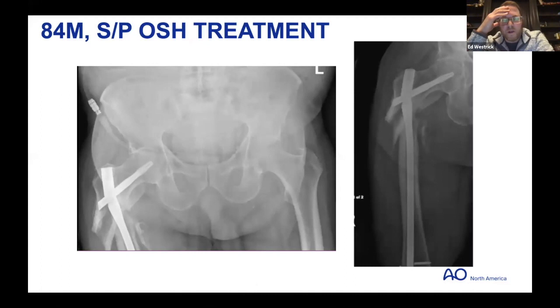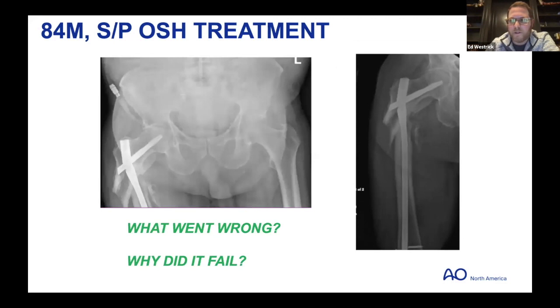Now, this is one we alluded to before. This is an 84-year-old guy from out in the country, very nice guy, treated in an outside hospital about 2 months prior to us seeing him. This is how he presented to us. And here you can see the deformity, as well as the broken implant. And then the question is, what went wrong? What led to this deformity? Did the deformity occur once the rod broke? And why did it fail?